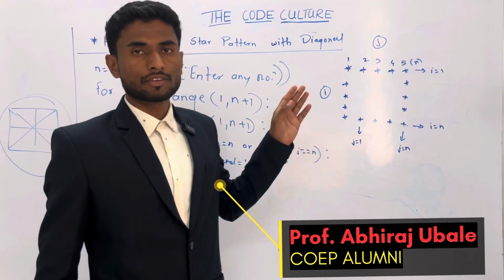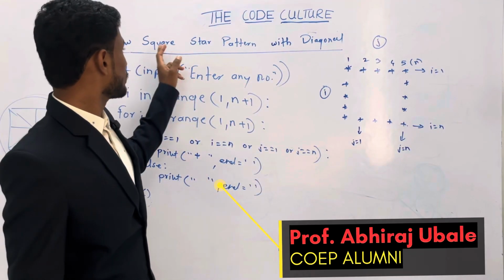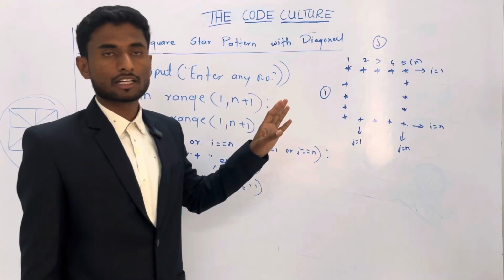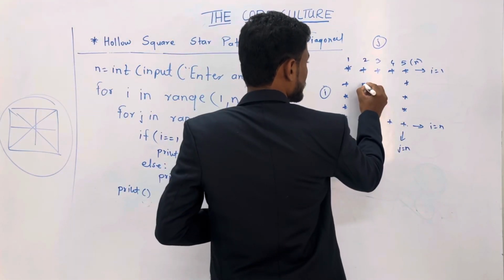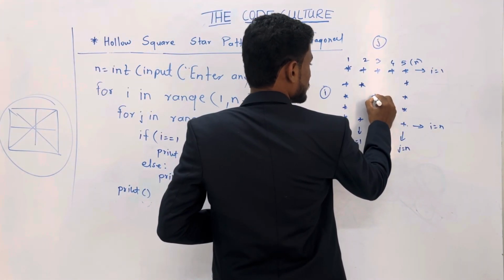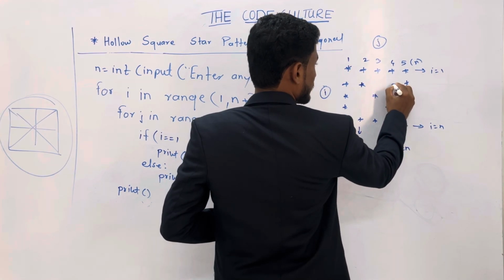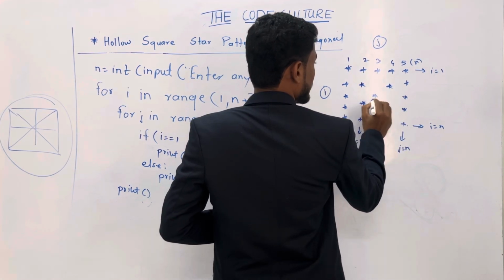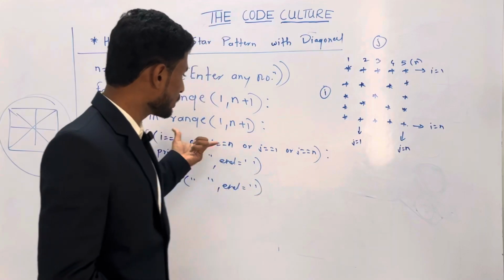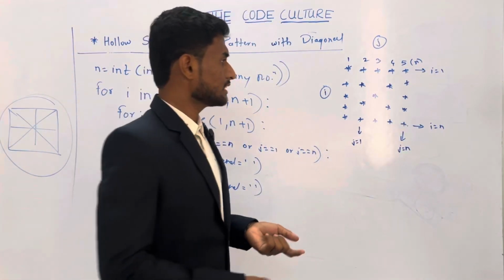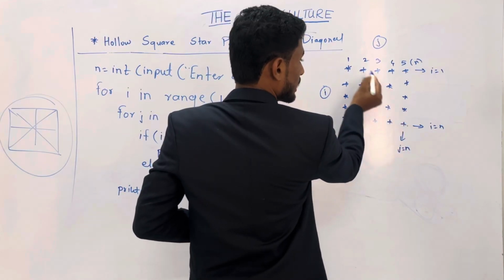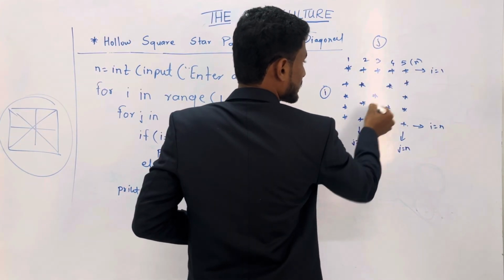Okay, so in the previous lecture we have seen how to print the hollow square star pattern. Now we'll see the hollow square star pattern with diagonals. So this is a hollow square with diagonals, I'm just adding diagonals. Already we have four equations to print the square. What I want now are the equations for the diagonals. This is one diagonal and this is the second diagonal.